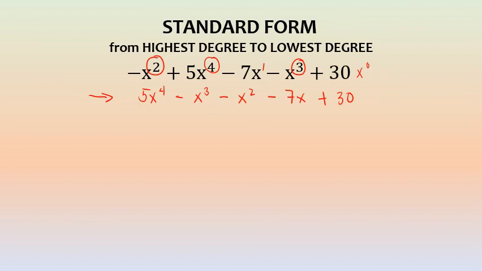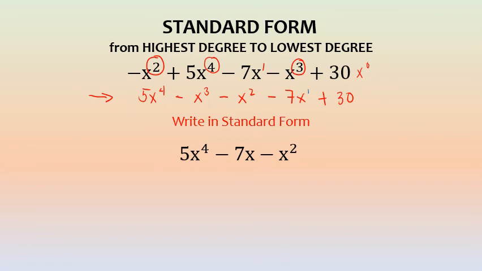Okay. Next, what about this one? 5x raised to 4 minus 7x minus x squared. Paano natin ito isusulat sa kanyang standard form? So yes, meron tayong kulang. Hindi kompleto yung ating standard form. Unlike this previous example wherein we have 5x raised to 4, x cubed, x squared, then we have 1 here. So papansinin niyo yung mga exponent magkakasama, magkakatuloy-tuloy, 4, 3, 2, 1, 0.